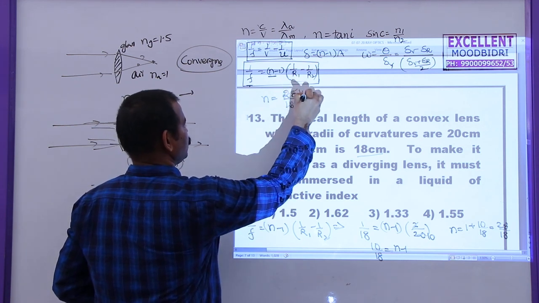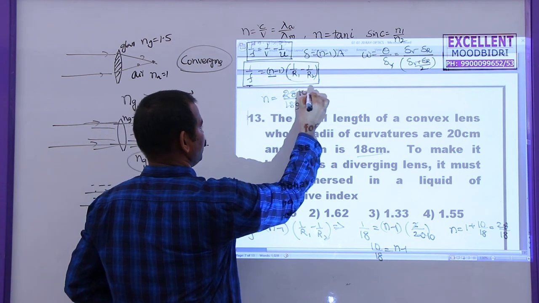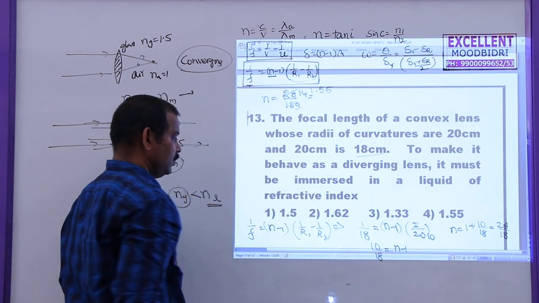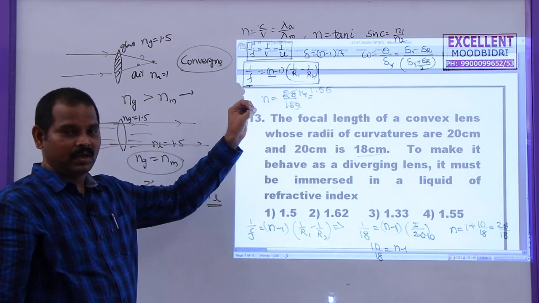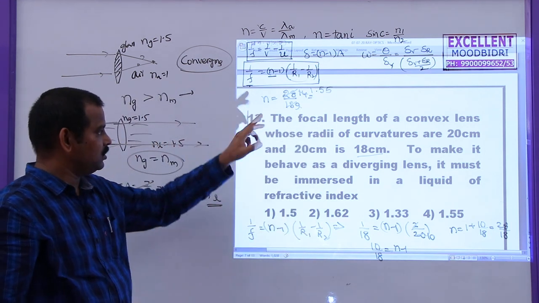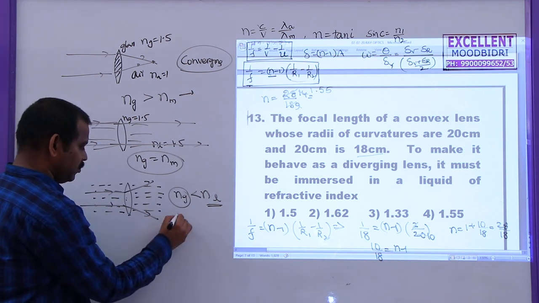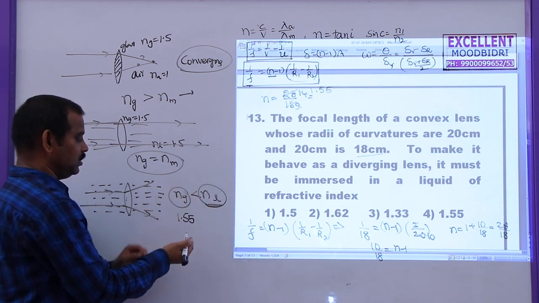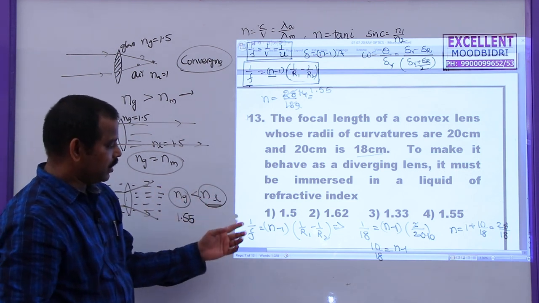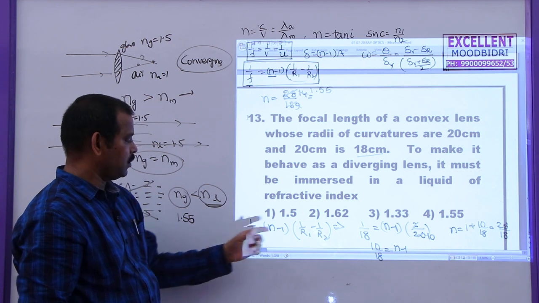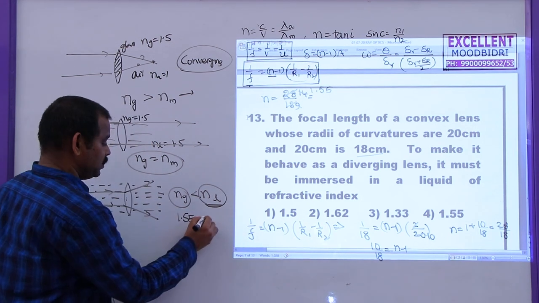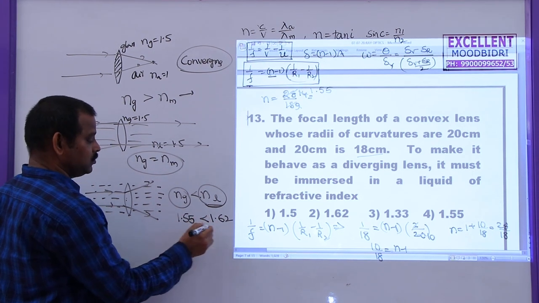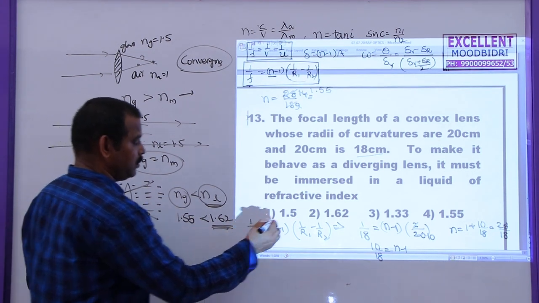2 9s to 14s. So this will become 9 1s 9, 9 5s 45. So in this problem, the refractive index of the lens is 1.55. The liquid should have a refractive index greater than 1.55. See the options here, 1.5 is less than 1.55. 1.62 is correct. 1.62 is greater than 1.55, so the liquid should have a refractive index of 1.62.